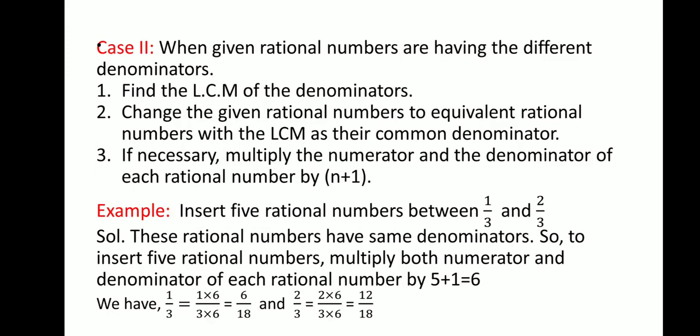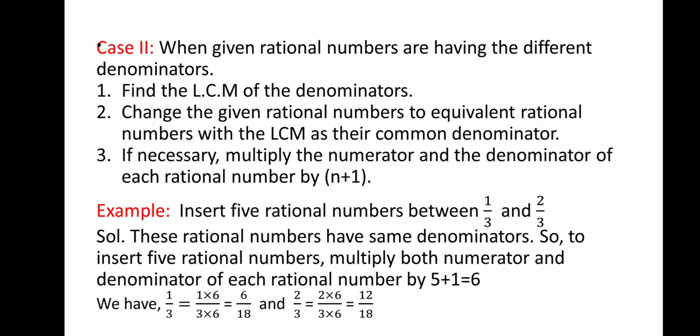Now, the second case is when the given rational numbers have different denominators. In that case, first of all, I need to take the LCM of the denominators. Then I need to change those rational numbers into equivalent rational numbers with the LCM as their common denominator, and then obviously after this step we will be able to get the n rational numbers. But if after that I am still not able to find the required number of rational numbers, then I need to multiply the numerator and denominator of each rational number by n plus 1, as we have done in the first case.